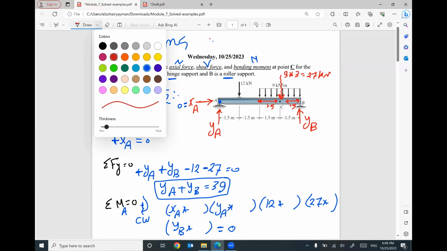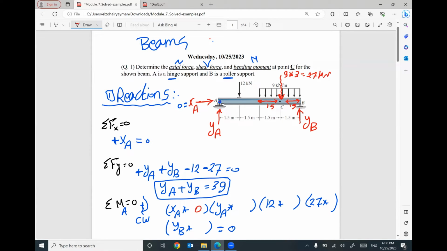What is the distance between XA and A? 0. YA and A? 0. 12 and A? 1.5, and they are perpendicular. 27, the equivalent load, and A: we have 1.5, 1.5, 1.5, so it will be 4.5 meters. What is the distance between YB at point B and A? The distance will be 6 meters. I don't care about the sign of the first two terms. 12 times 1.5 rotates clockwise, so it is positive. 27 times 4.5 is clockwise, so it is positive. YB is counterclockwise, so it will be negative.